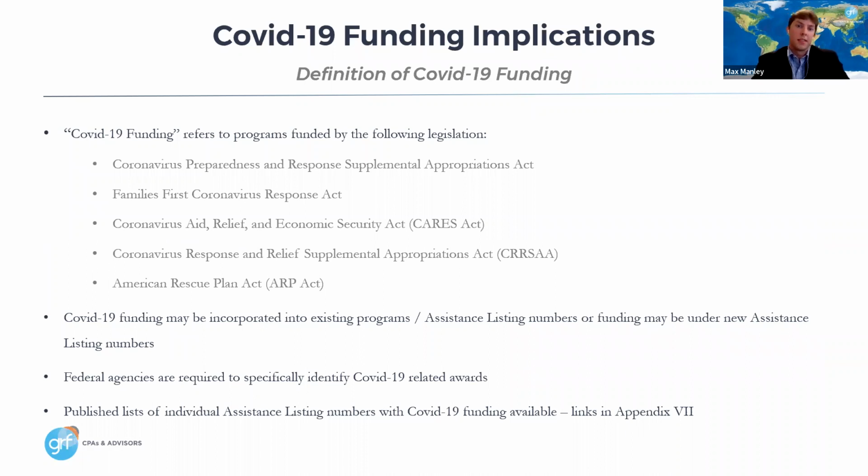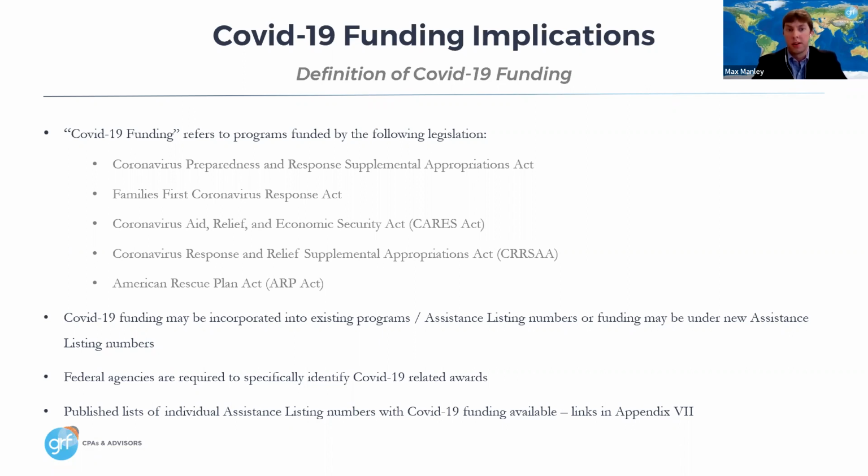When we talk about COVID-19 funding, the 2022 supplement clarifies that this is specifically funding that is derived from the 5 pieces of legislation you see listed on this slide. So when you're looking at your preliminary schedule of expenditures of federal awards, you do need to be aware that funding from this legislation can be included in existing assistance listing numbers, or the funding may be classified into a new assistance listing number. And just as a quick aside, when I say the term assistance listing number, this refers to what we previously called a CFDA number. Going forward, we do all need to get used to using the term assistance listing or AL number in place of CFDA number.